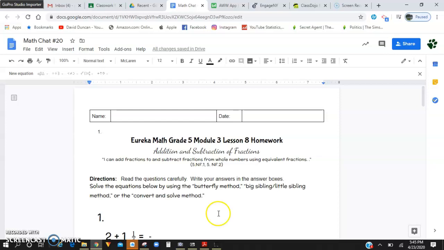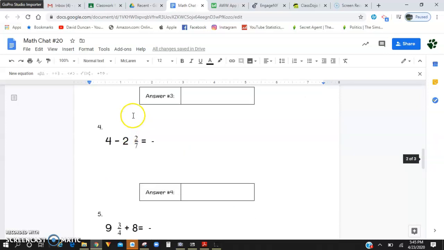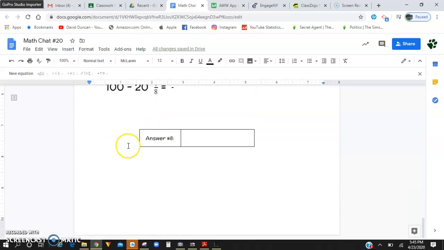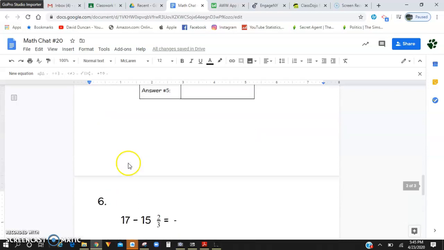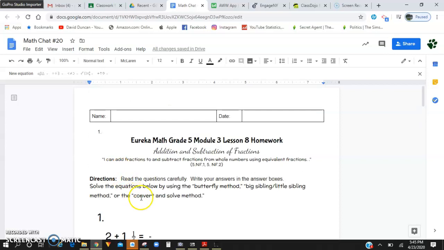So we have 8 problems. I think I gave you 8. Let's see here. Yes, I gave you 8 problems for adding and subtracting fractions from whole numbers using equivalent fractions. So we're going to be using butterfly method, big sibling, little sibling, only when we're doing addition problems, and convert and solve method when we're working with subtracting our mixed numbers.